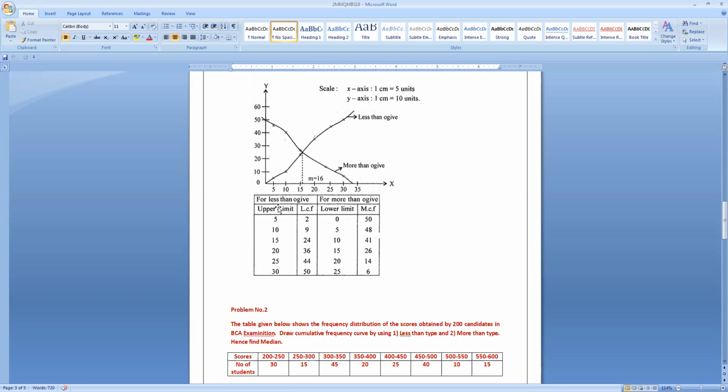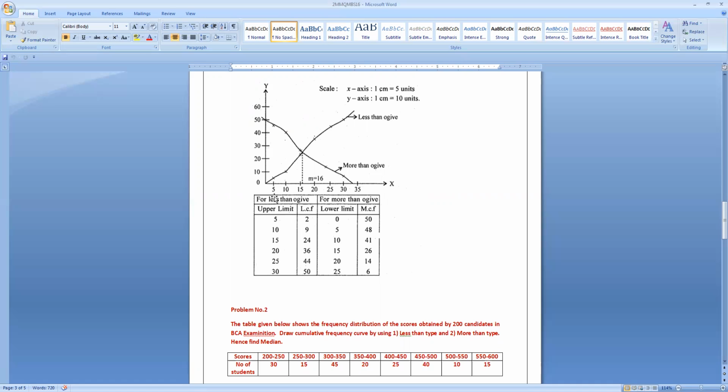Now, with the upper limits, first we are going to plot the less than ogive, because less than means it is in increasing order. The upper limit is 5 here. We have to mark the points, because in 1 centimeter we are going to see 10 boxes, so small boxes can be there. So one small box is 1 unit.